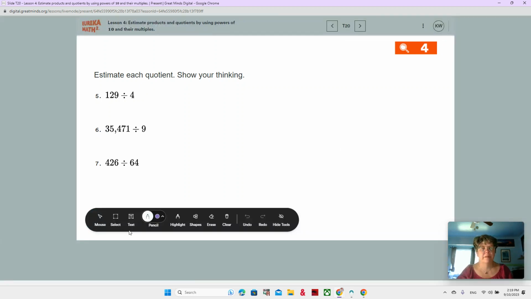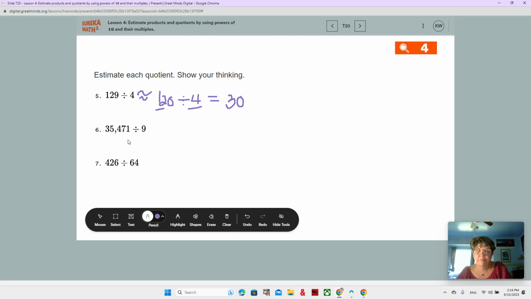Okay. 129 divided by 4. I'm thinking a good estimate would be 120 divided by 4 because 120 is starting with 12. And I know my fact family 12 and 4, right? So 12 divided by 4 is 3. So that would be 30, right? 4 times 3 is 12. 12 divided by 4 is 3. So that's 30.